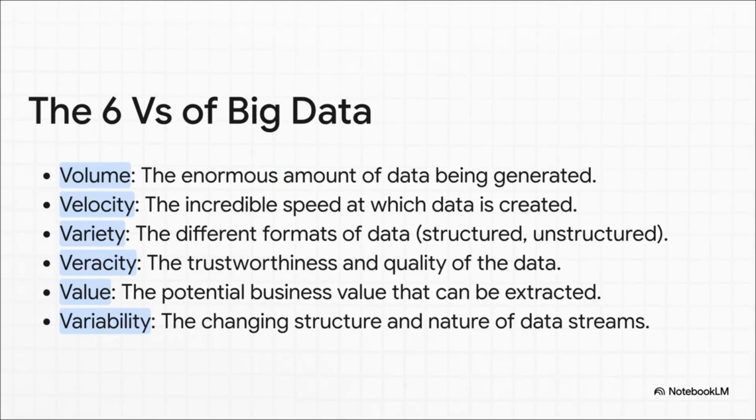You know, trying to manage big data is like trying to drink from a fire hose. It's not just the insane volume of information, it's the incredible velocity it's created at. It comes in a huge variety of forms, and you can't always trust its veracity or quality. These 6 V's are basically the 6 big challenges every single data scientist has to overcome.